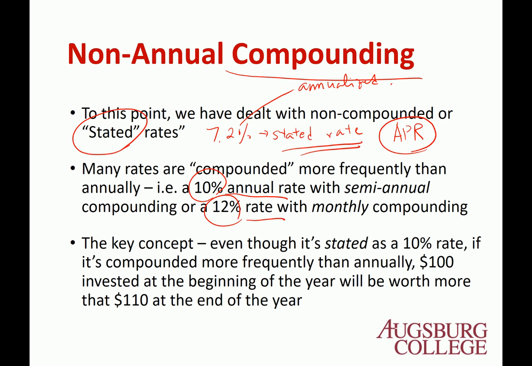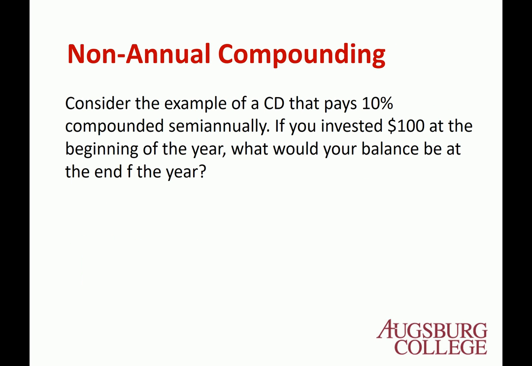Now, however, if it is a non-annual compounding problem, the interest you receive may be different, actually. It's the key concept here. Even though it is stated as a 10% rate, it's compounding more frequently than annually. So if it is annual, then your balance will be $110 at the end of the year, right? But if it is compounded more frequently than annually, then it may be more than that. It's not 110, it's actually more than that. So let's look at that.